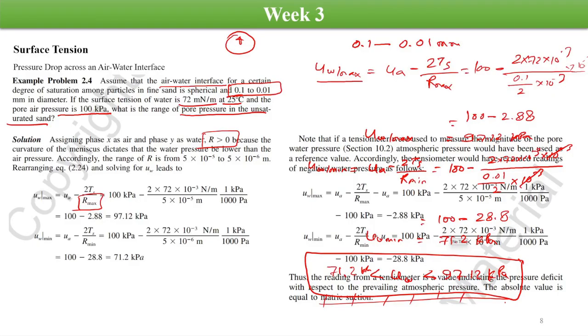Okay, so we were discussing this problem about the pressure drop across a water interface. If you note here, we first determined the UW max, then we determined the UW min, and based on that, we can determine the range in which the pore water pressure will vary.